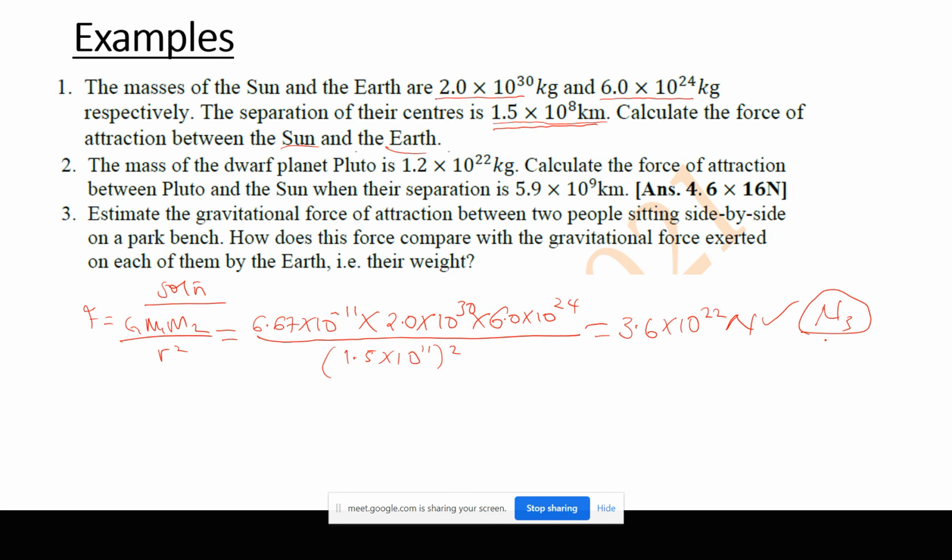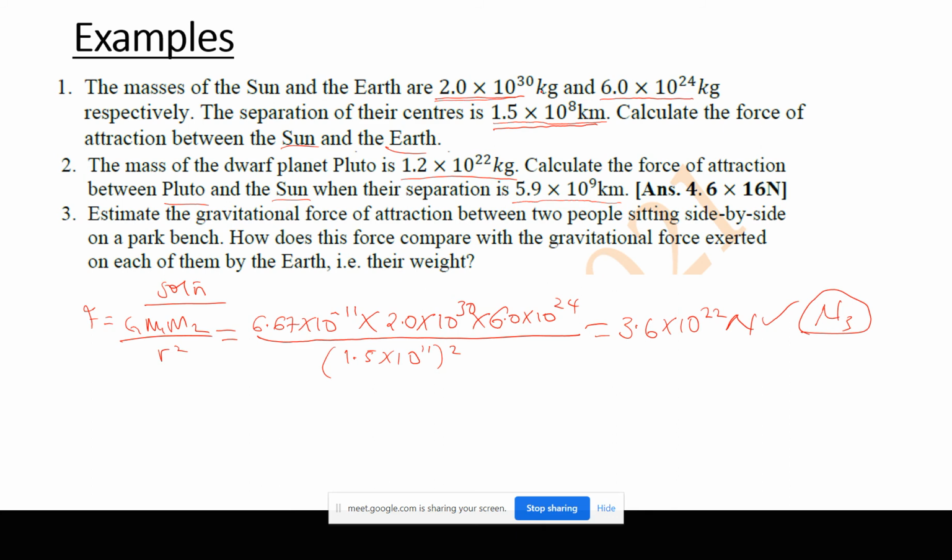Example number two. The mass of the dwarf planet Pluto. I think Pluto is no longer a planet. I must have mentioned that some time back. The mass of the dwarf planet Pluto is approximately that. Calculate the force of attraction between Pluto and the Sun when their separation is 5.9 times 10 power 9 kilometers. We can use the same value for the mass of the Sun.